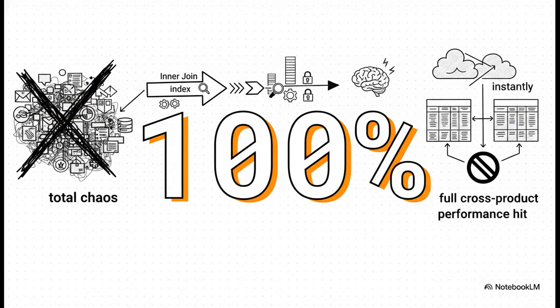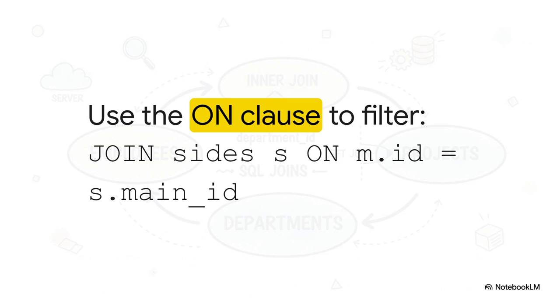You are completely avoiding that full cross-product performance hit we just talked about because you're telling the database exactly what belongs together. The absolutely crucial point here is the specific syntax. It's the ON clause. ON m.id = s.main_id. Think of this as your bouncer at the door. The ON clause filters that massive Cartesian product down to only the rows where the ID of the main dish perfectly matches the main_ID listed on the side dish. If the IDs don't match, the row is rejected and thrown right out.